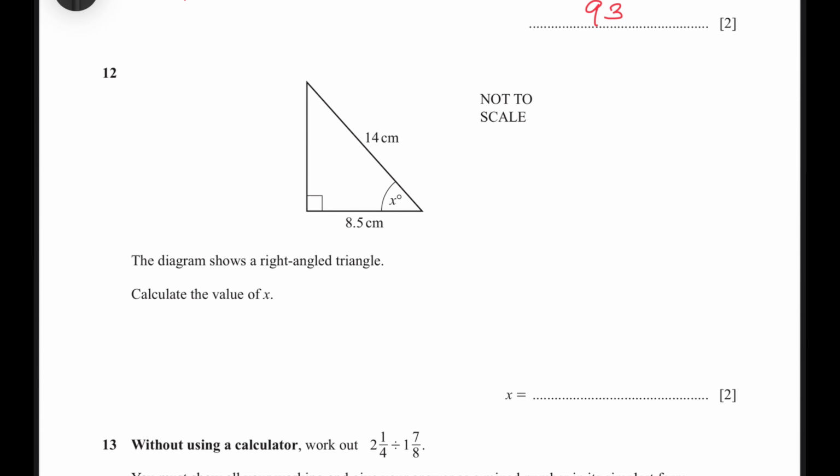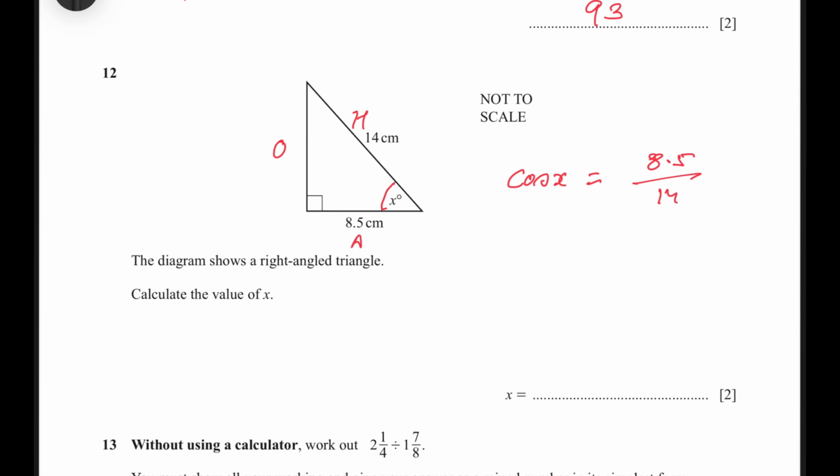A diagram shows a right angle triangle. Calculate the value of x. Okay, see, if we are taking this angle, we know that this is the adjacent. This is always the hypotenuse, which is opposite to 90 degrees, and this is opposite. Okay, now what's the ratio? It is actually adjacent by hypotenuse. So we will take cos of x, which is equal to adjacent by hypotenuse. It's 8.5 by 14.